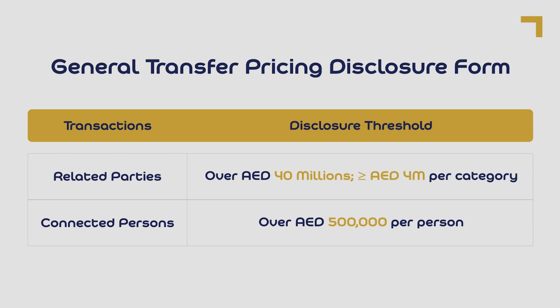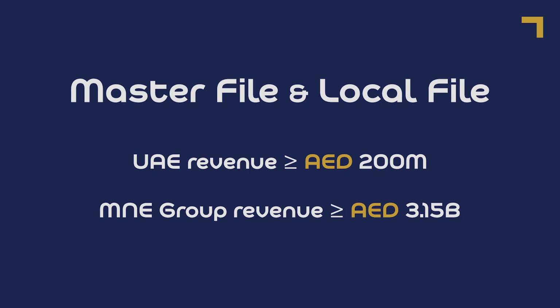Once this threshold is crossed, each category of related party transactions with a value greater than AED 4 million must be itemized separately. For connected persons, the bar is much lower. If the aggregate value of transactions with any one connected person exceeds AED 500,000 in a tax period, those transactions must also be disclosed. Master file and local file requirements come next.